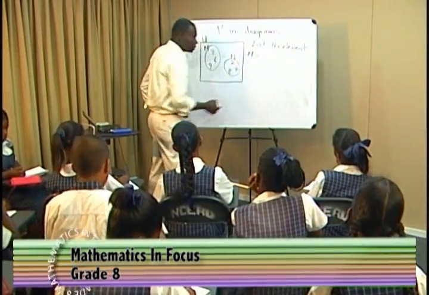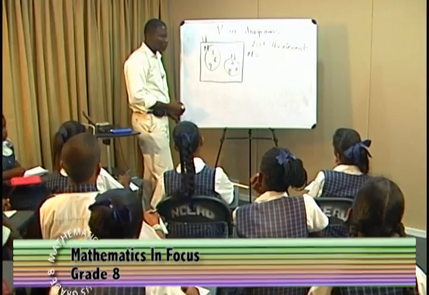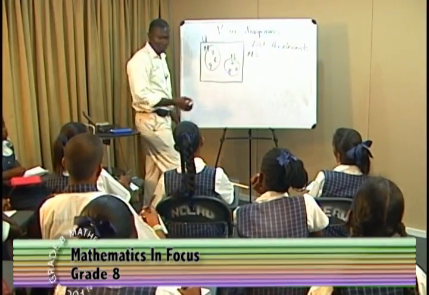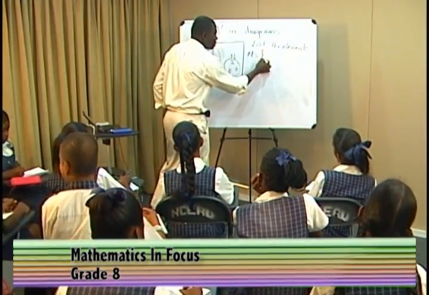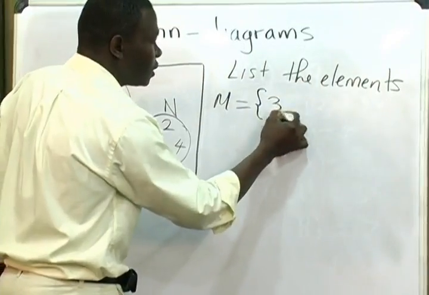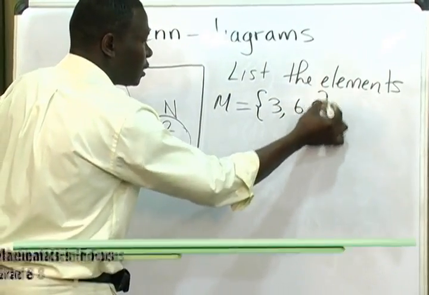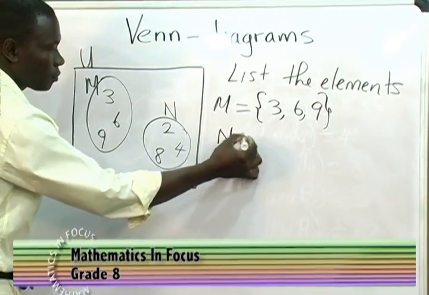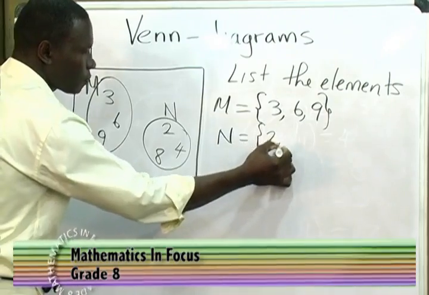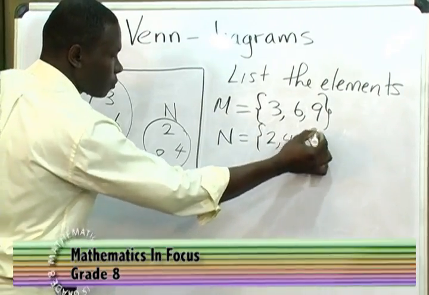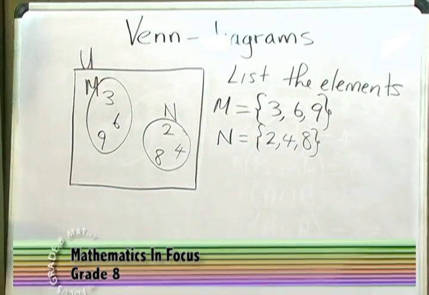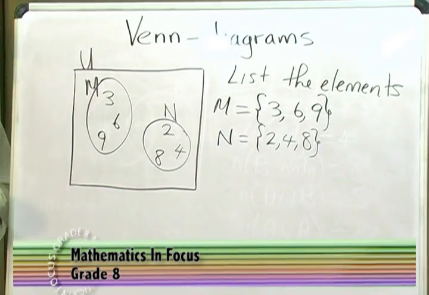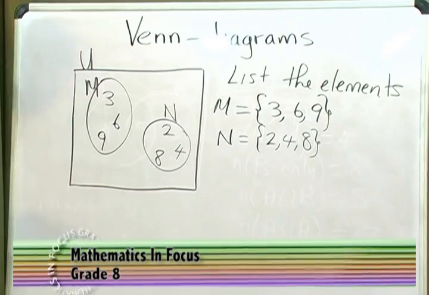M is equal to the set of 3, 6, 9. What about the set N? What will it be? 2, 4, 8. Any question? Simple, these two simple to start with.